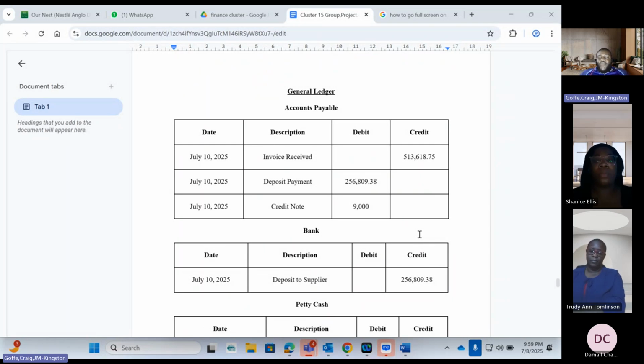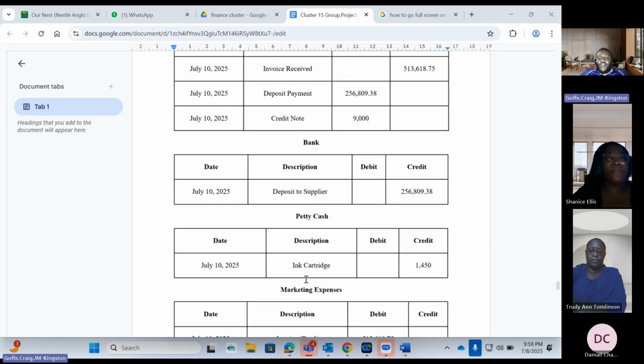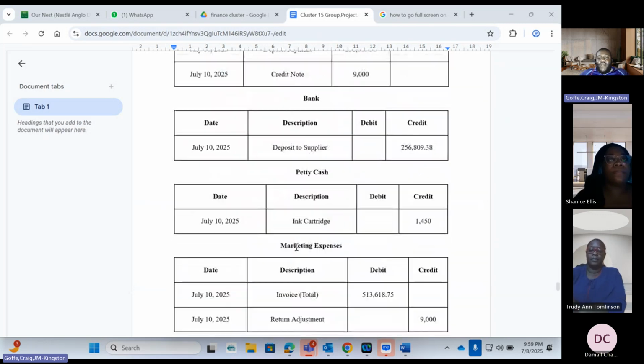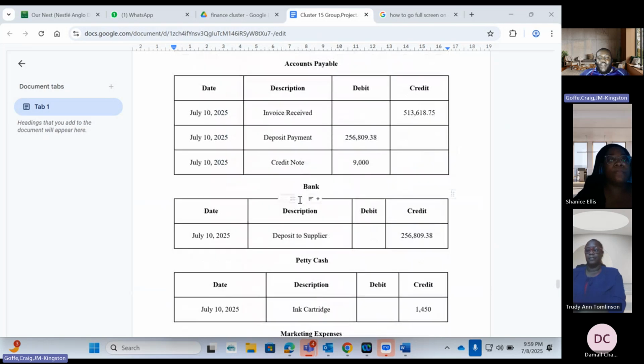Now, the purpose: it summarizes transactions by account from journal entries. So, coming from the general journal, you will have the bank account, your petty cash account, your marketing expenses. These are just different accounts that would fall under the ledgers. Advantages of the ledgers: it shows account balances, and it also helps in financial analysis, meaning you're now able to track your money better and see your cash flow.